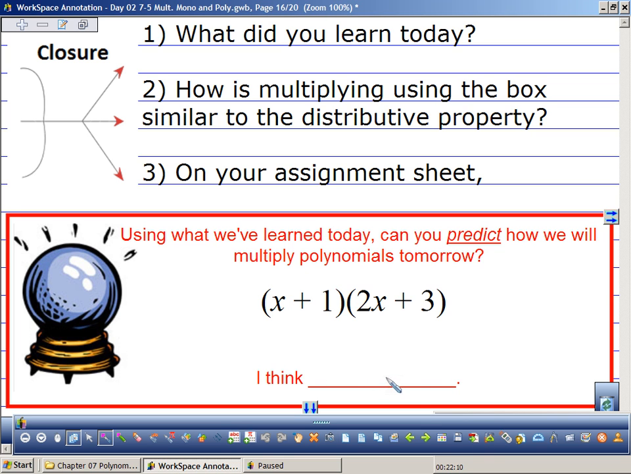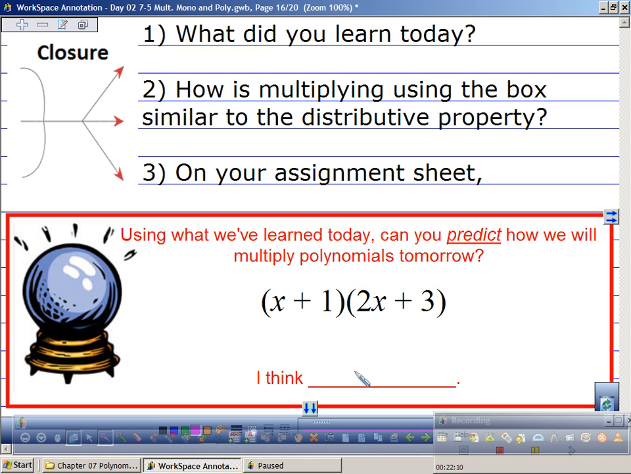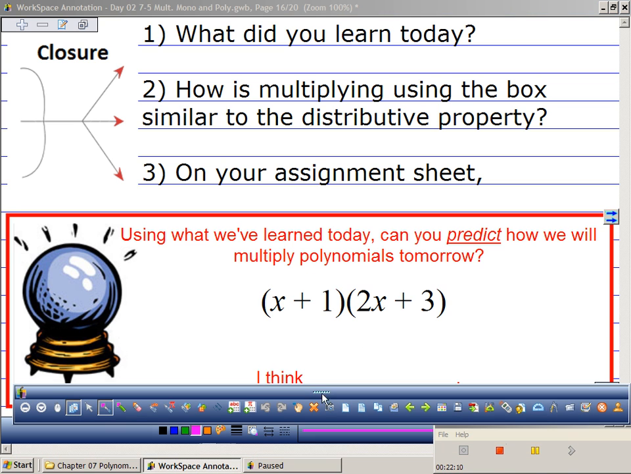What do you think it's going to be? What do you think that's going to look like? I think it's going to look like a 2 by 2. Perfect. Excellent.